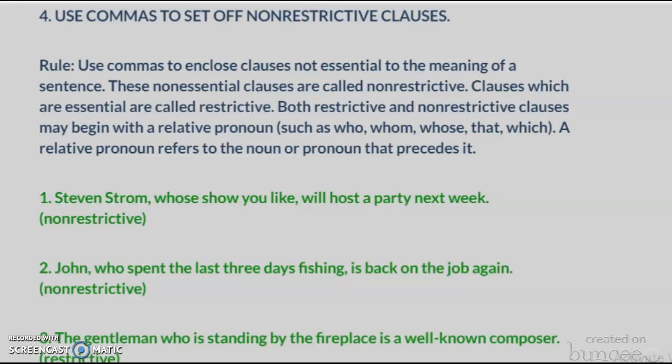So they're saying Stephen Strom, comma, who you like. There's the non-restrictive clause. In other words, it's not really essential to the whole sentence, but it's just reminding the person, you know what, you like them, so listen to me. And then here we have the most important part, that he'll host a party next week. So what they're really talking about is Stephen Strom will host a party next week.